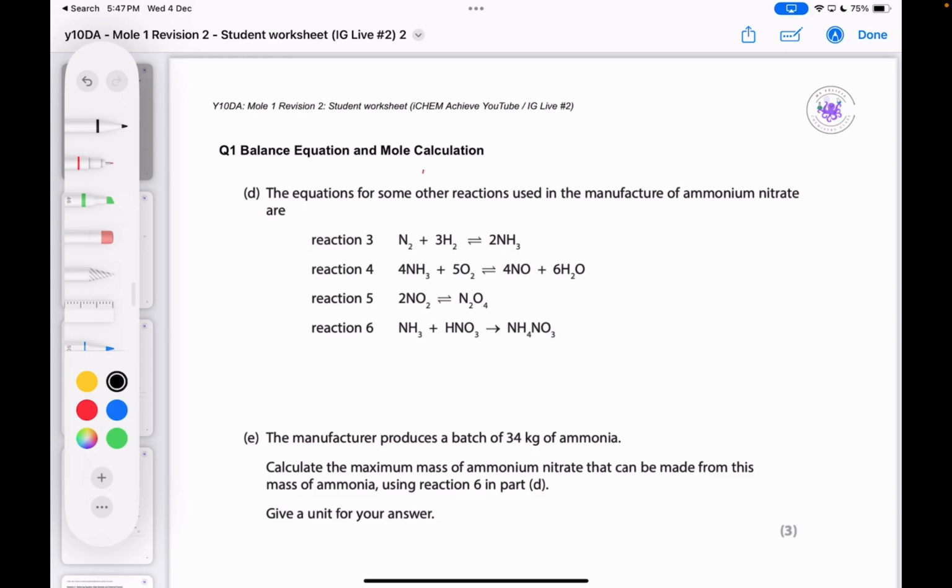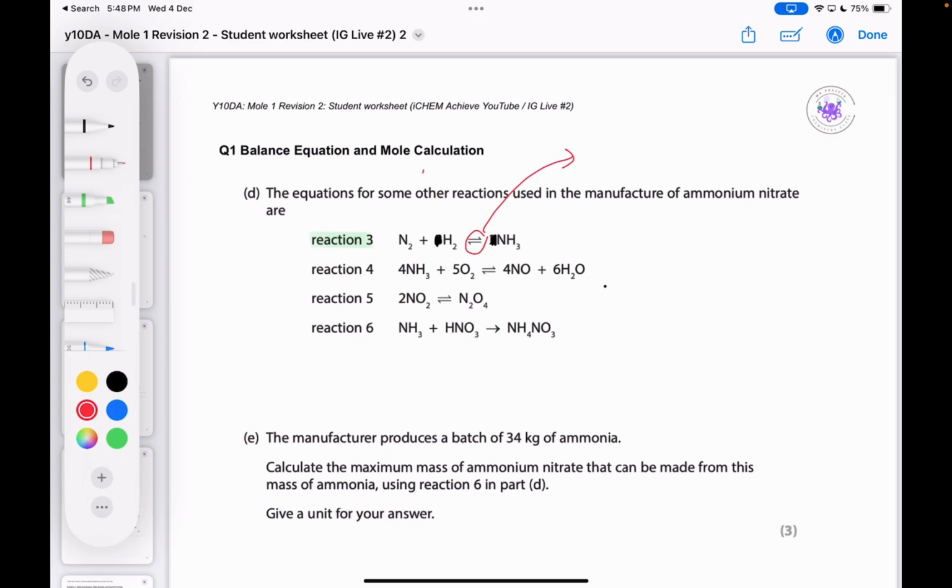Alright, so with the first question I actually wanted to take it our way. It was to actually just run through the idea of balancing equation with you. So the first reaction here, which is reaction 3, is a very popular famous reaction. But let's break down the equation first. It doesn't look like your usual one because you have this very interesting arrow.